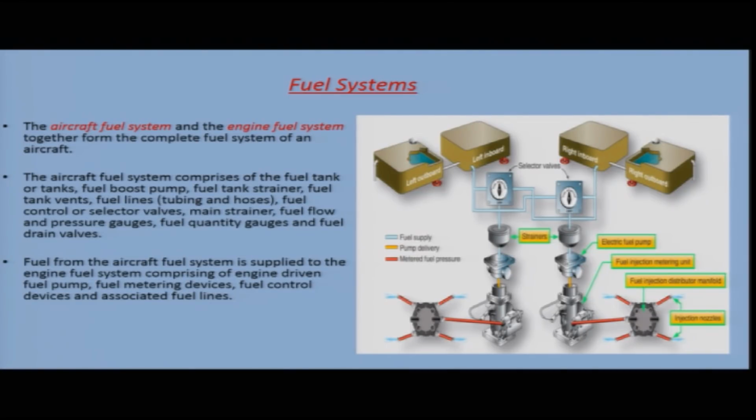Now, from the aircraft fuel system, fuel is supplied to the engine fuel system. So, the fuel from the aircraft fuel system is supplied to the engine fuel system, which consists of the engine driven fuel pump, the fuel metering devices. It can be a carburetor, it can be an injector. We will read about these metering devices in our further slides. Fuel control devices and the associated fuel lines. So, you have seen the airframe fuel system, the aircraft fuel system and the engine fuel system. Together this forms the fuel system of the complete aircraft.